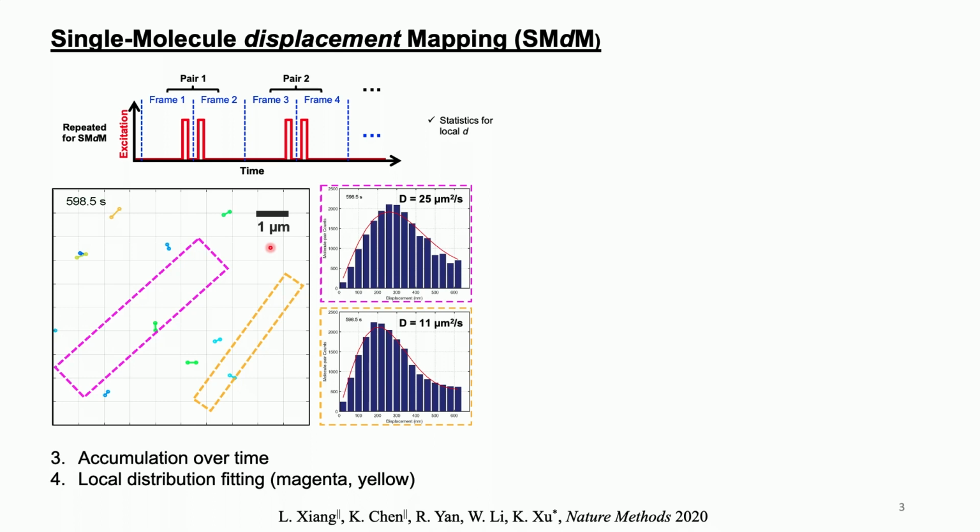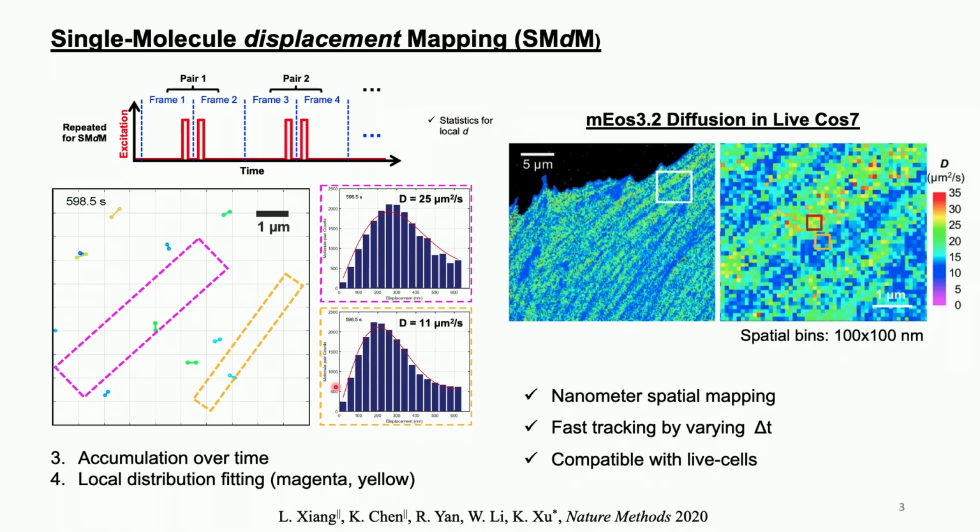Because we image in wide fields, simply by taking displacements in a select region, such as this magenta versus yellow region, we can locally bin these displacements and fit them to get their diffusivity coefficients. We can use this idea of fitting displacement values into smaller and smaller bins, as shown in this mEos3.2 fluorescent protein diffusion in a live COS-7 cell, where we use 100 by 100 nanometer size bins in order to bin the displacement and obtain their diffusion coefficients.